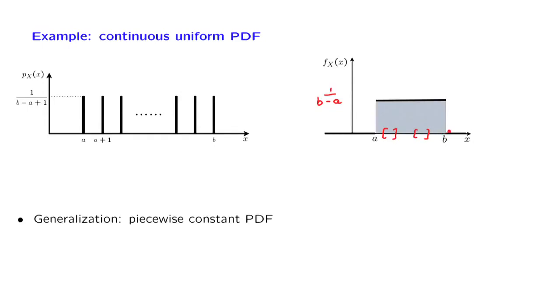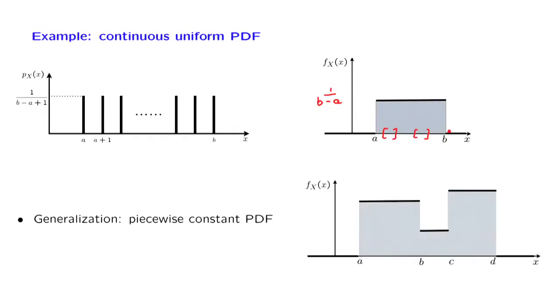Finally, here is a more general PDF, which is piecewise constant. One thing to notice is that this in particular tells us that PDFs do not have to be continuous functions. They can have discontinuities. Of course, for this to be a legitimate PDF, the total area under the curve, which is the sum of the areas of the rectangles that we have here, must be equal to 1.